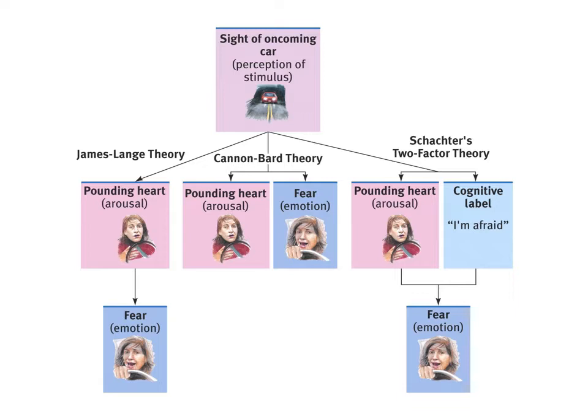You're about to get into a head-on collision. James-Lange would say, arousal then causes emotion. Cannon-Bard would say, you have the arousal while simultaneously having the emotion. Schachter two-factor says, you have the arousal, you think, oh my gosh, this could be really bad and I'm going to die, and then you have the emotion.